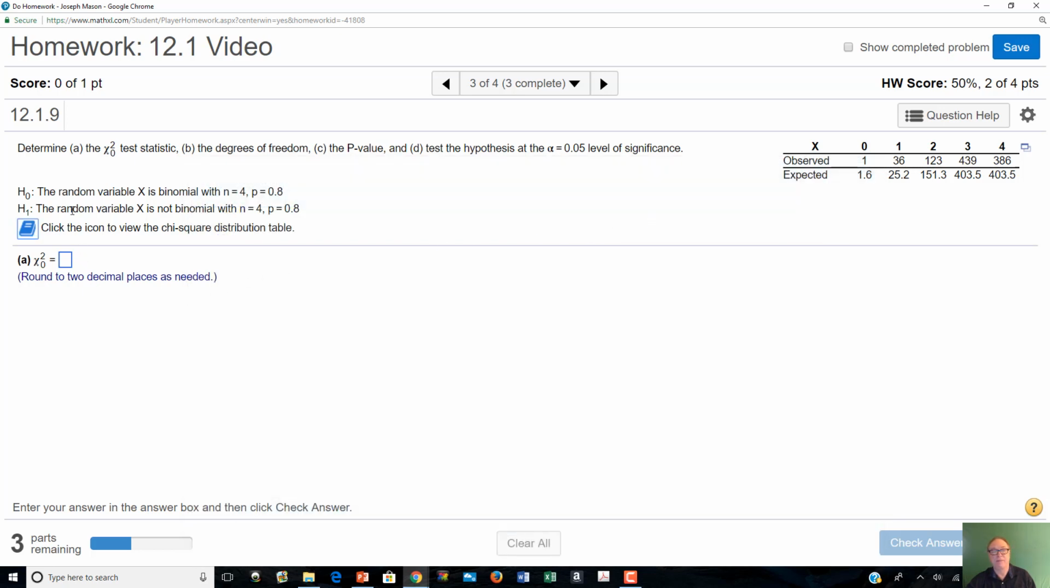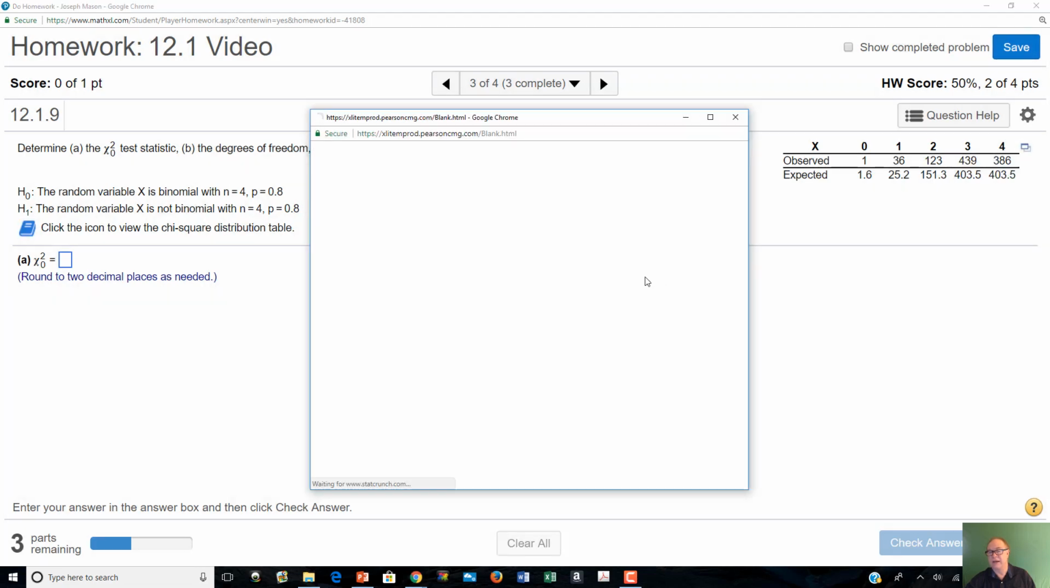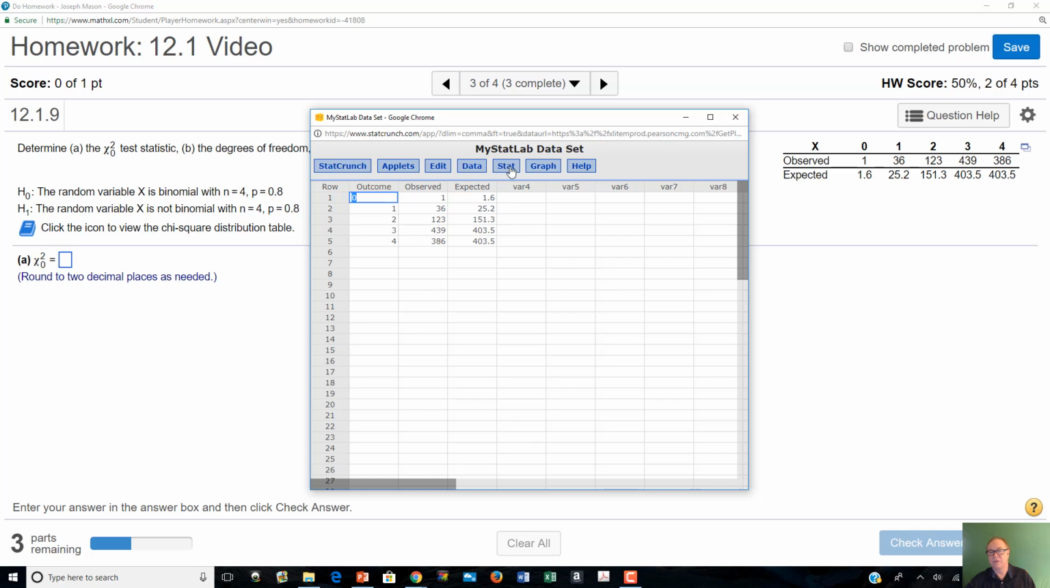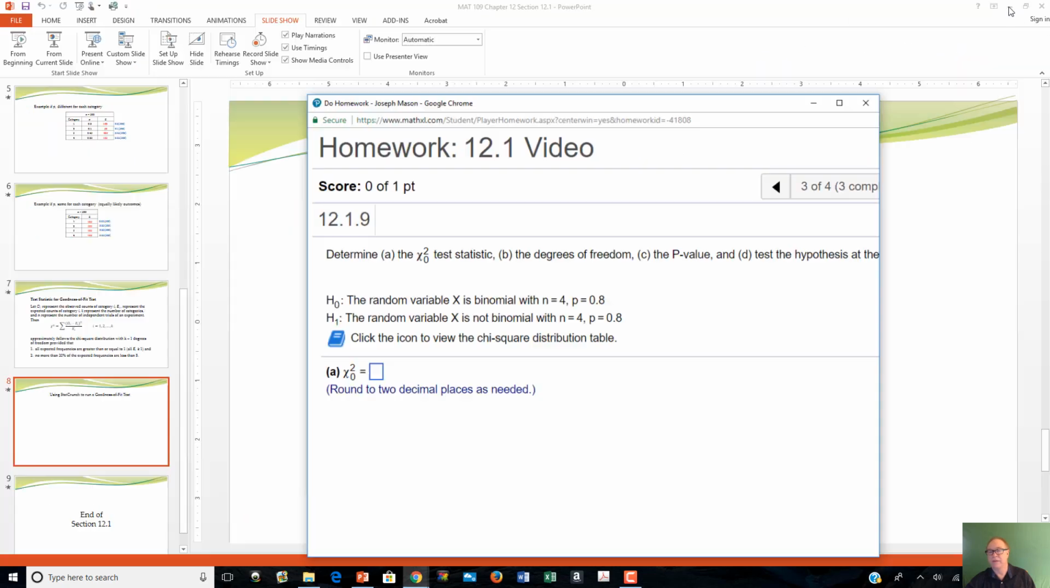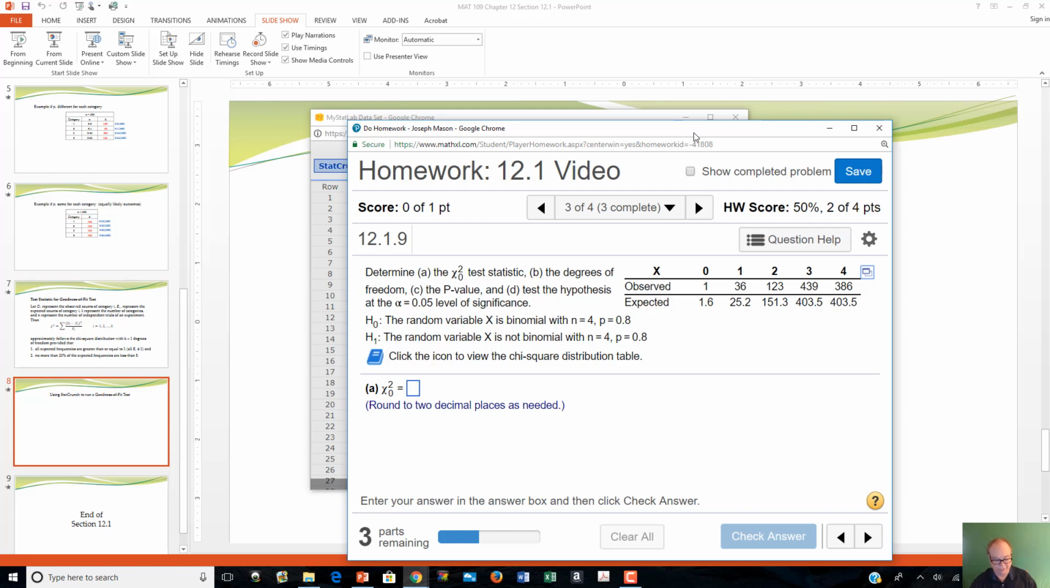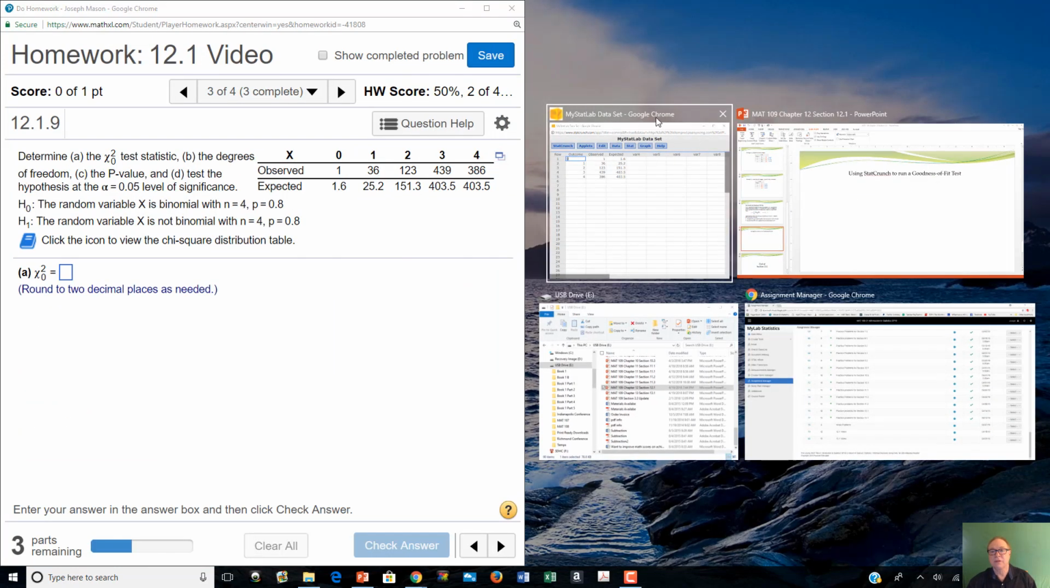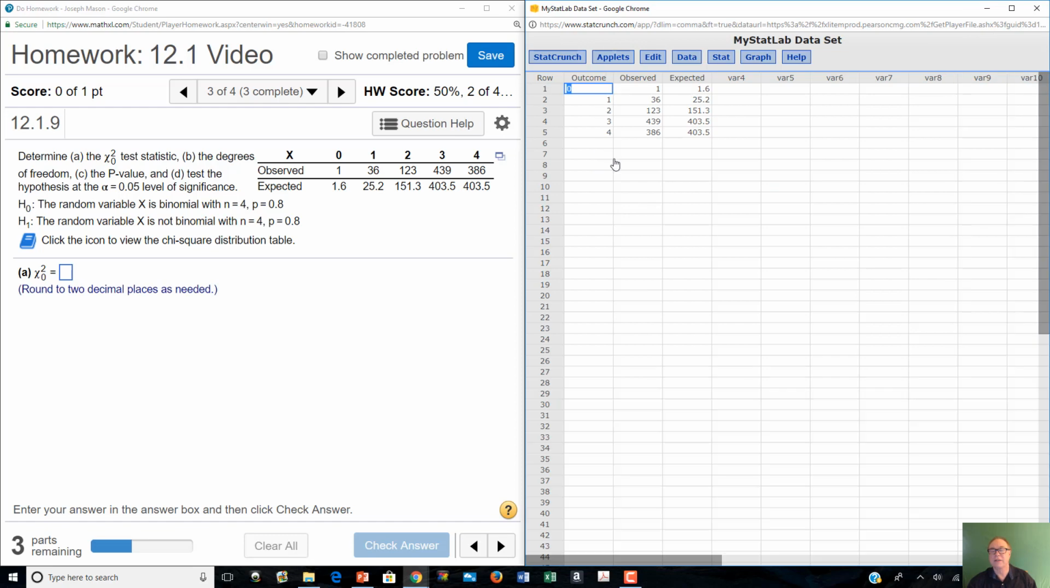So now let's go to our problem. We want to run a chi-square test on this problem. The null hypothesis is that random variable x is a binomial with n equal 4, p equals 0.8. We're trying to prove the random variable is not a binomial with this. Okay, so it follows a different distribution. So over here in our table, we have observed and we have expected. So if I load this in StatCrunch, now let me shrink this down and pin it to the left. And then this is pinned to the right.